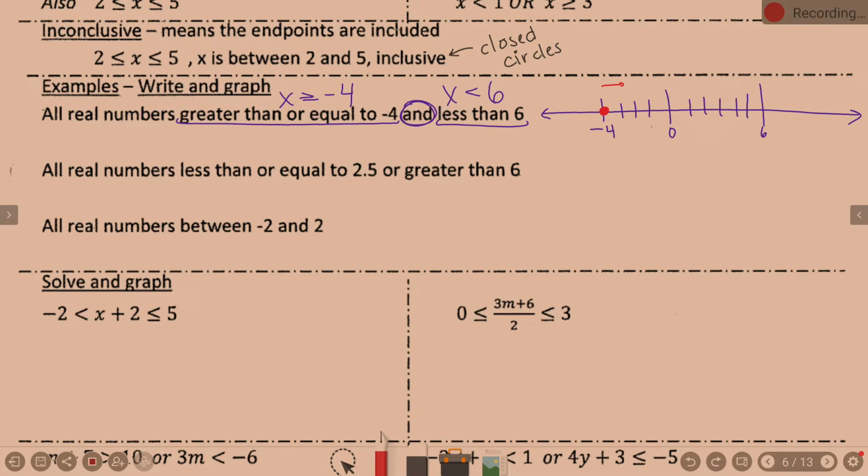Now, x less than 6. What do I need at 6? Oh, the open circle. Here we need the open circle. Which way am I shading from 6? It's less than, so we're going left.